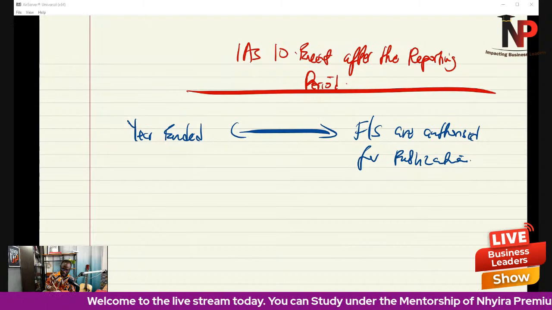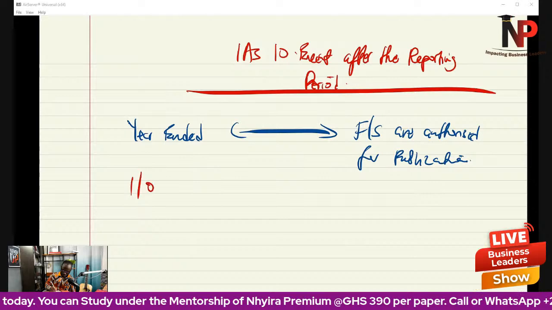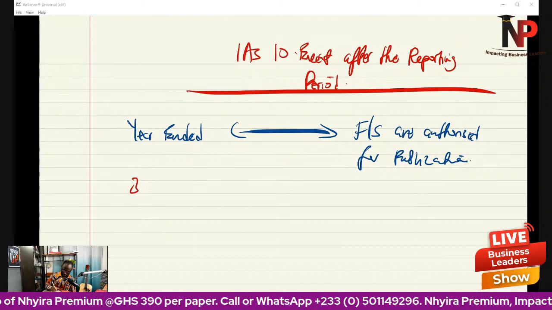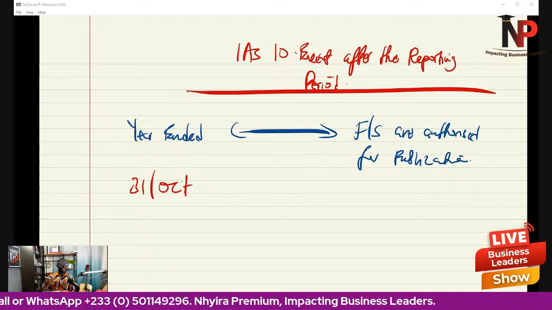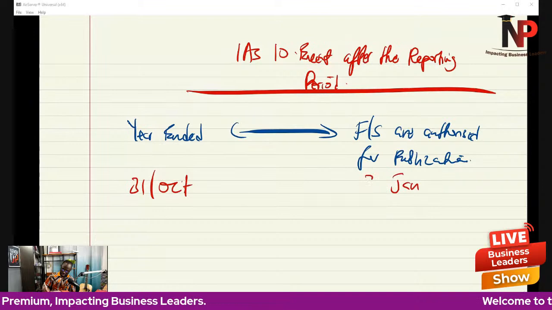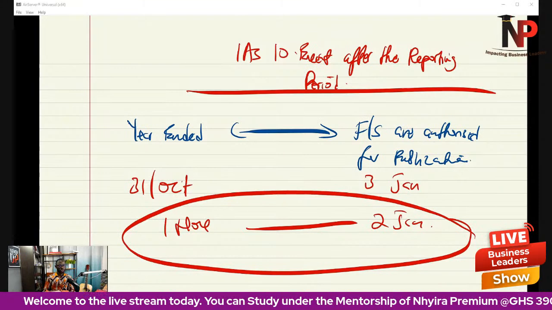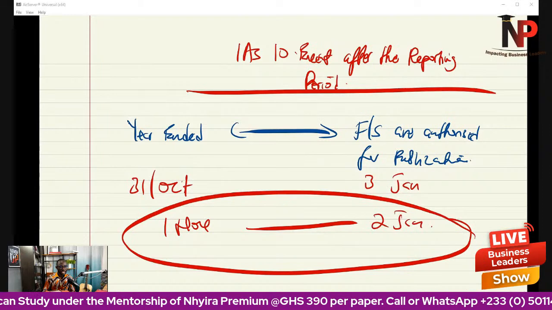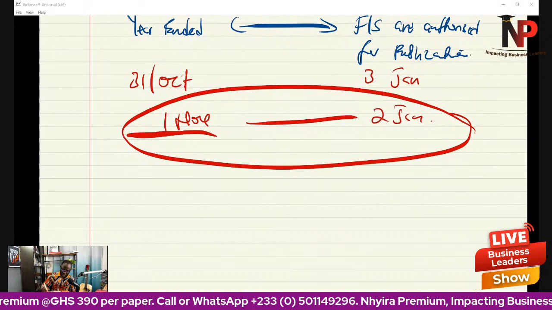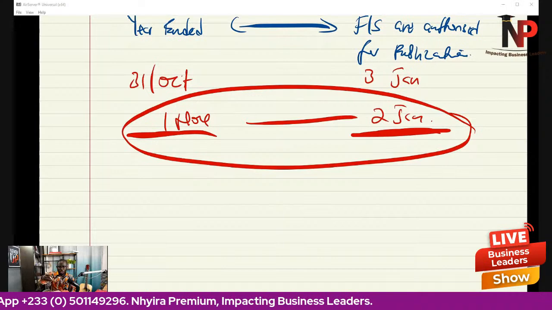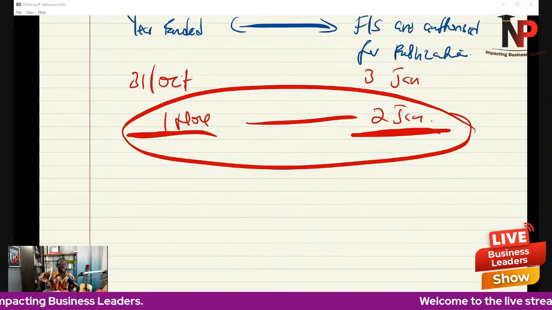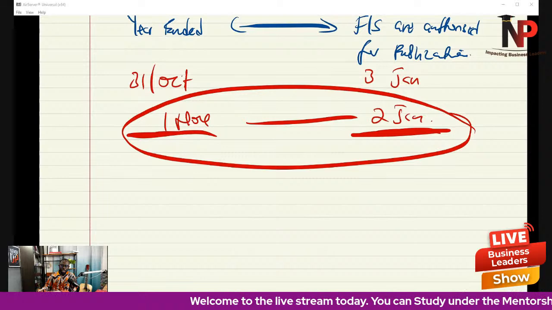So between the time the year ends, let's say the company's year end is 31st October, and they publish their financial statements on 3rd January the following year, then from 1st November to 2nd January transactions will occur and activities may go on. The question we ask ourselves is, for those transactions taking place from the year end till we publish the financial statements, is it prudent for us to bring them to the knowledge of the users of the financial statements? The answer is yes. We have to bring those events to the understanding of the users of the financial statements that we are just publishing.